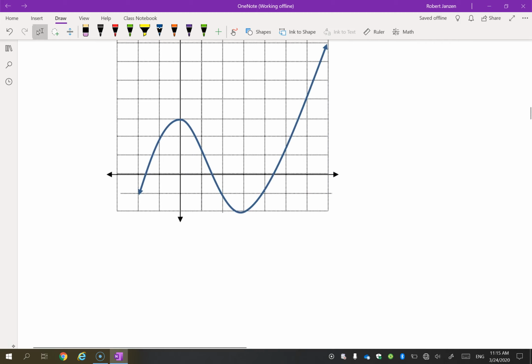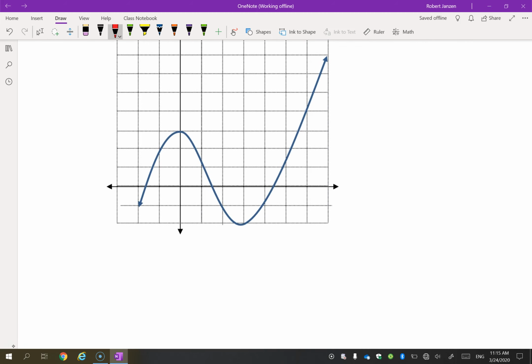Okay, let's take a look at this one. Where is it 0? Here, here, here. Where is it 1? Here, here, here. And then I look, well, where is it 4? Here it's 4, so the root is 2.